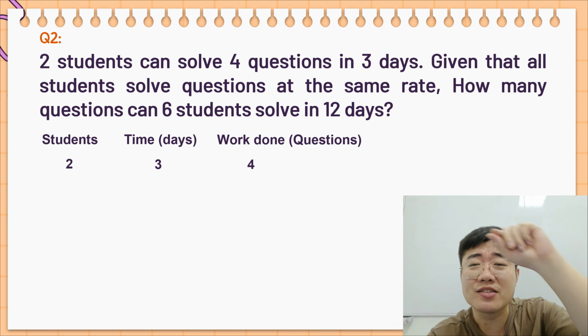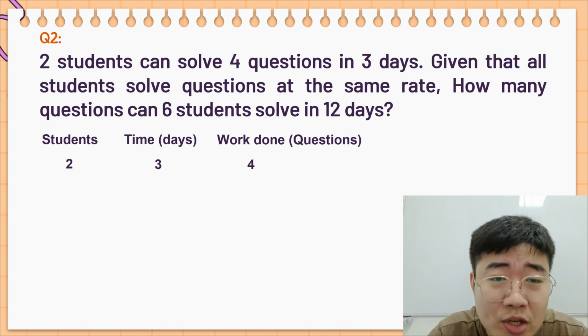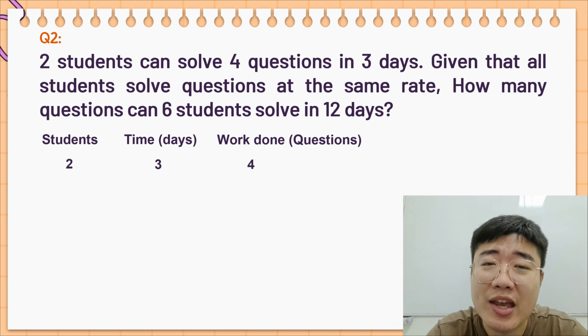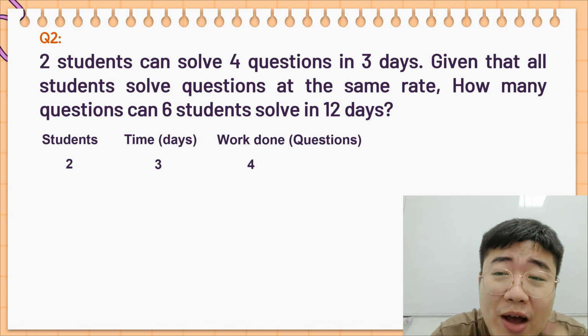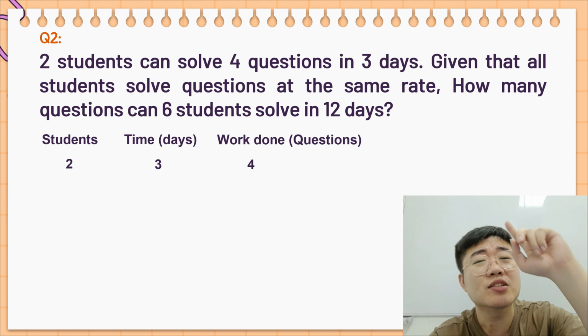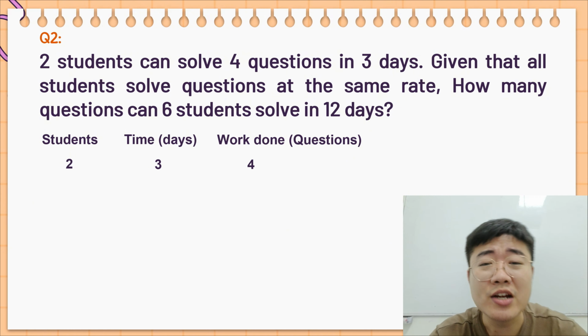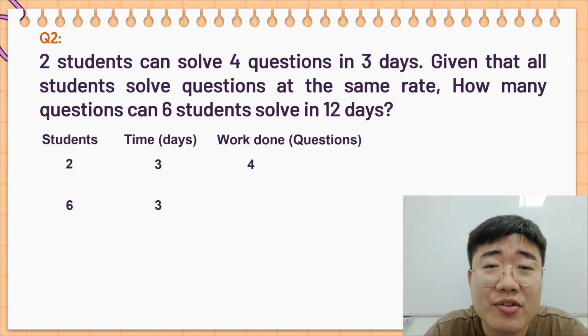Now, because there is a direct multiple relationship between the number of workers and the number of days, we don't have to find 1 person 1 day here. Now we can just times the multiple directly. For example, let's change it into 6 workers 3 days first.